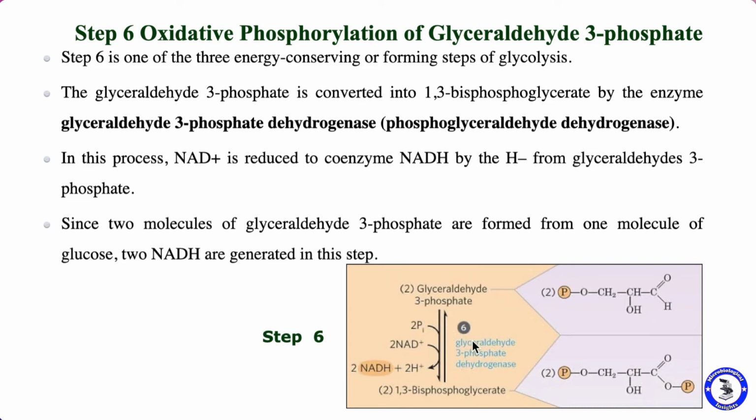1,3-bisphosphoglycerate. This reaction is carried out by the enzyme glyceraldehyde 3-phosphate dehydrogenase. In this process, NAD is reduced to NADH. These are the coenzymes, no? What is NAD? Nicotinamide adenine dinucleotide is converted to its reduced form, NADH. Since two molecules of glyceraldehyde 3-phosphate are formed from one molecule of glucose, two NADH are generated in this step. So here, two glyceraldehyde phosphates give two molecules of NADH.